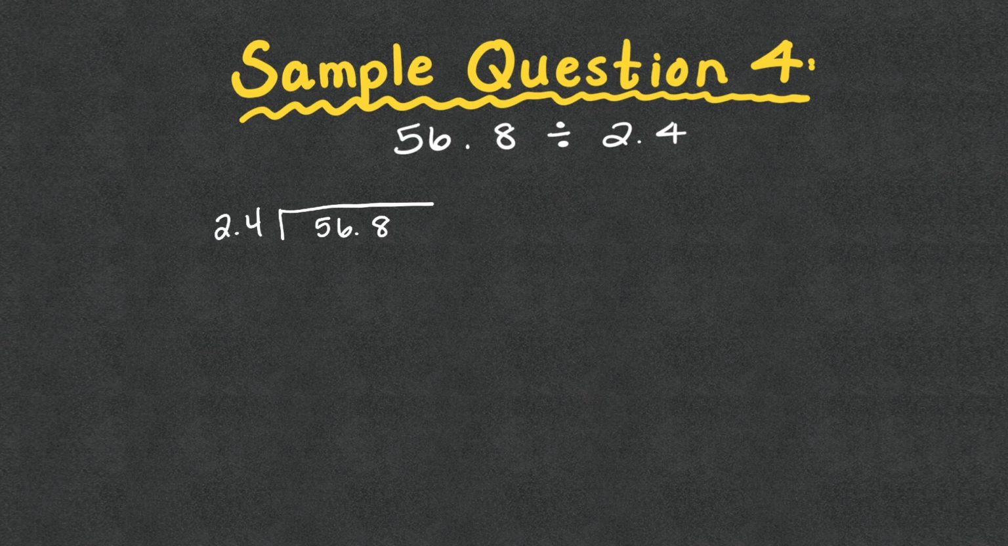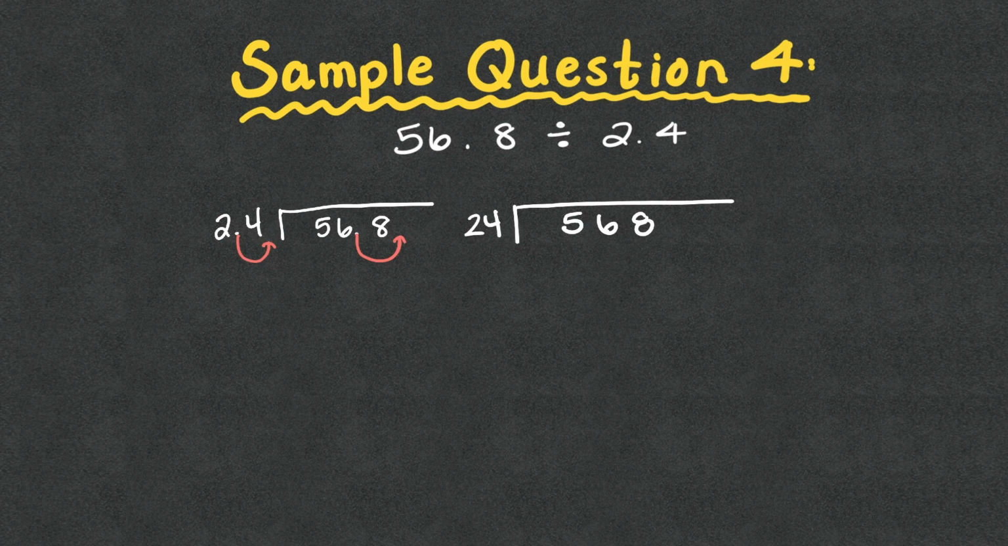We notice that we cannot have a decimal point out here. So we do move this out one time. So our new number outside is 24. And we do the same thing to our dividend. So we have 568 divided by 24. And now we would divide like normal.